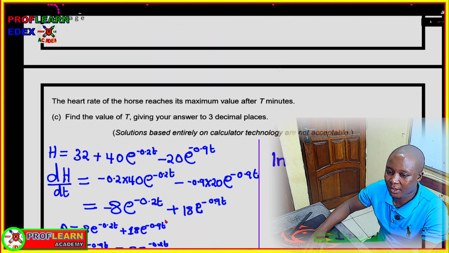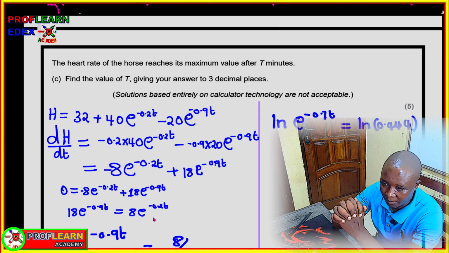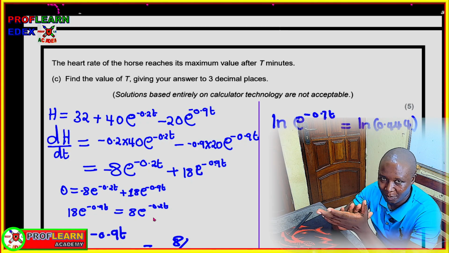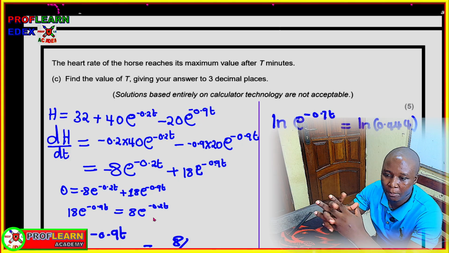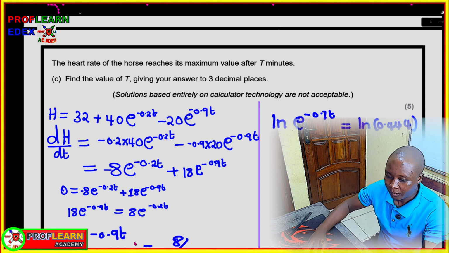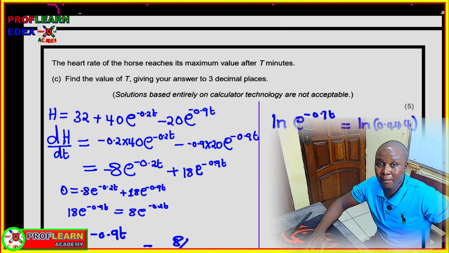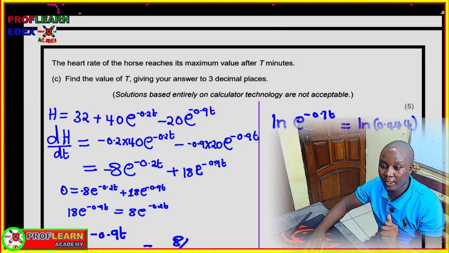Okay, without wasting much time, let's look at the third question. Here we are told that the heart rate of the horse reaches a maximum value after t minutes. Find the value of t, giving your answer to 3 decimal places. Maximum value, minimum value, stationary point, turning point. We know that the derivative of the function is equals to 0. So that's why in this question, since I'm finding the maximum value, it will occur when dh/dt is equals to 0.